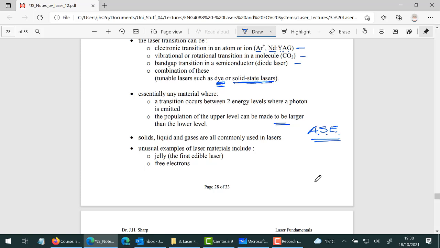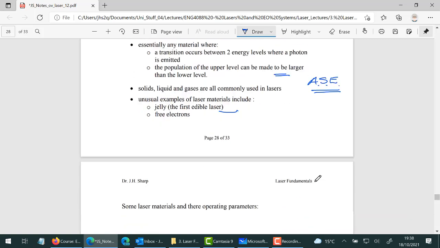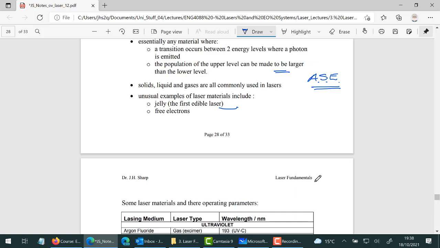Because you can use dyes, you can put dye inside a solid gelatin material. So in other words, you can make a jelly laser. So you can eat it when you're finished doing your day's work. You can just eat your laser. If it's a carcinogenic dye, then obviously that's not to be recommended. Don't try this at home.